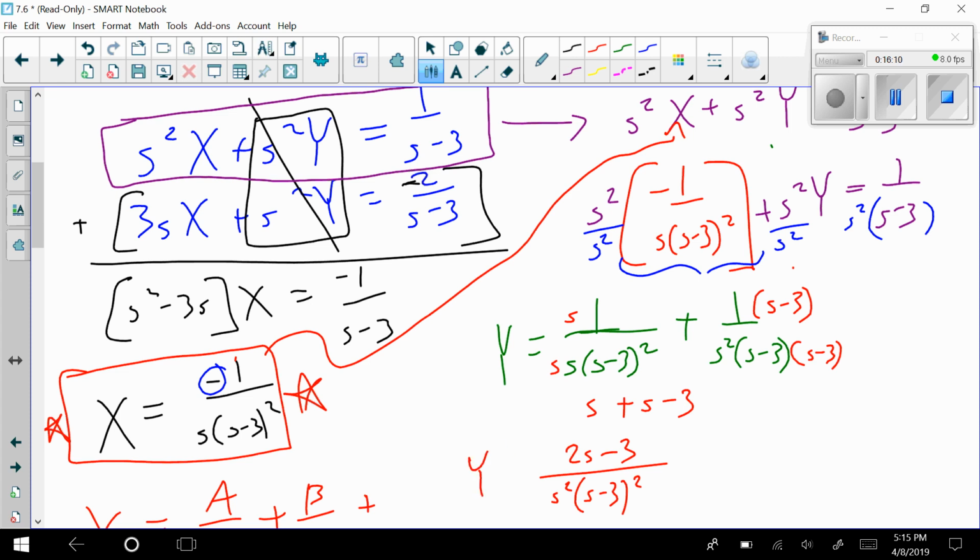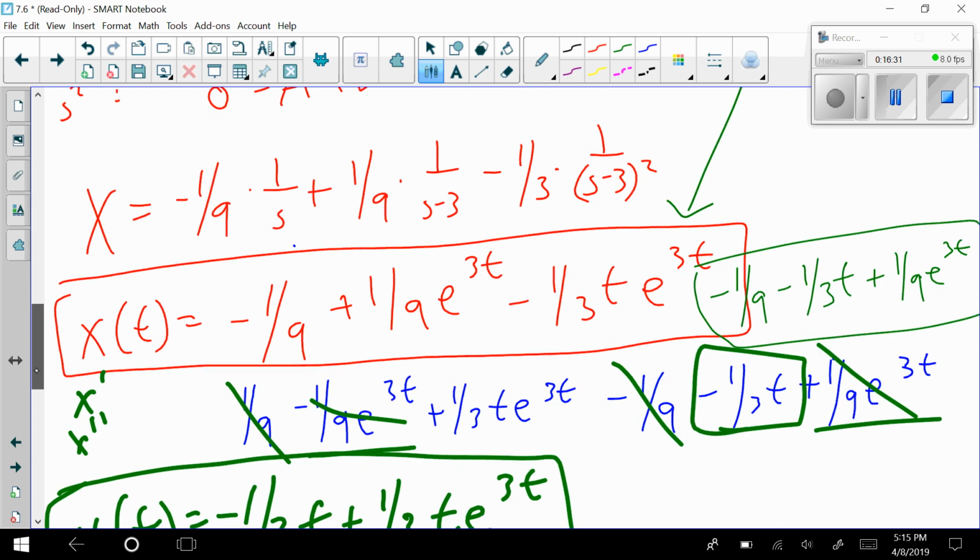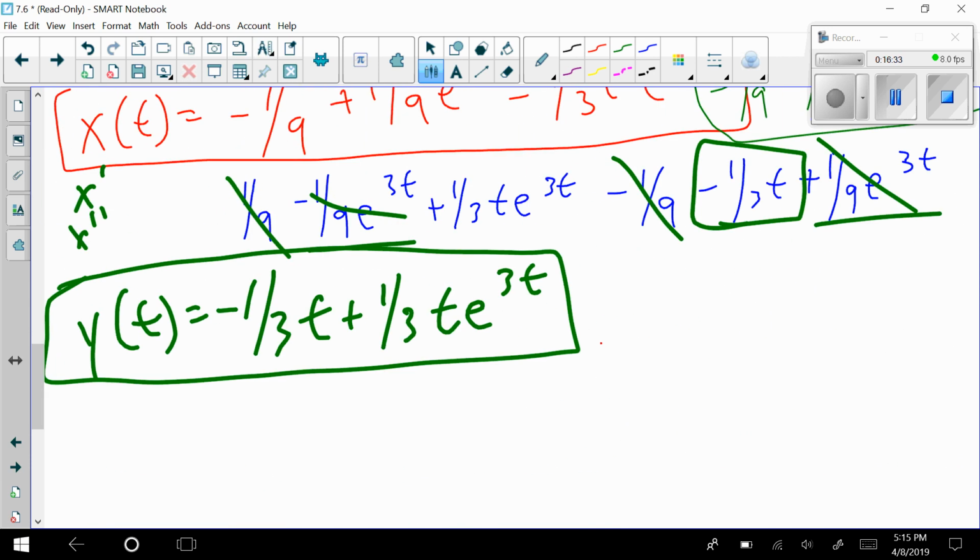And after that, I could just break it up, right? This is big Y, and then I could make this become A over s plus B over s squared plus C over s minus 3 plus D over s minus 3 squared. Okay, and then I could find A, B, and C and work it backwards from there, and I should get the exact same answer as I did down here. Okay, and that completes the second problem of 7.6.